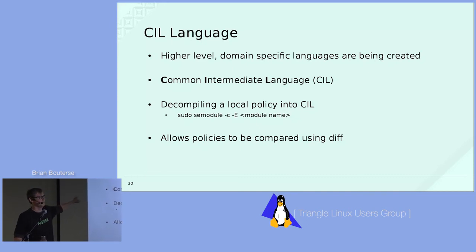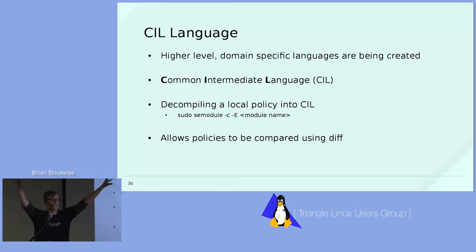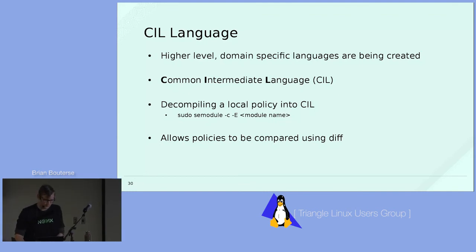The Common Intermediate Language is exactly what it says. It allows you to take any high-level policy written in, say, two different high-level DSLs, convert them both into the common intermediate language, and then use tools like diff on them to say, okay, what's the real practical difference between these two things? You can decompile a policy that's running on your system into CIL using a command like this. At the end, we'll look at one of those if there's time. And it allows them to be compared with diff.